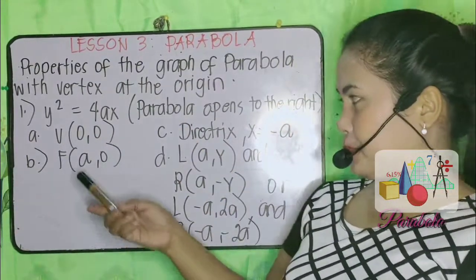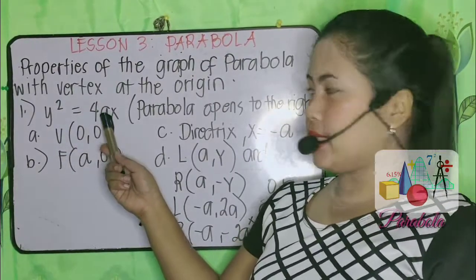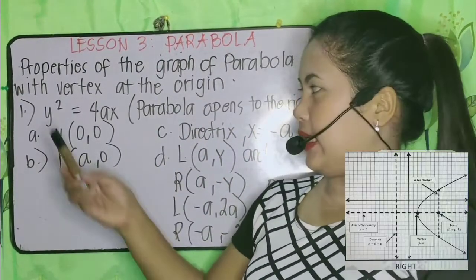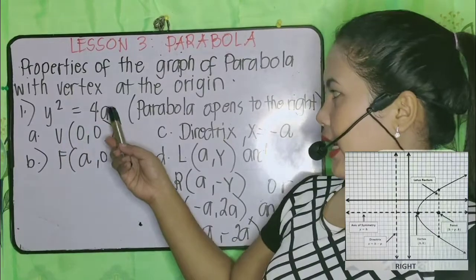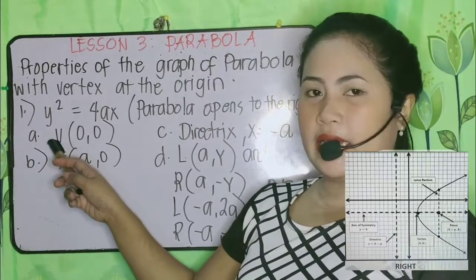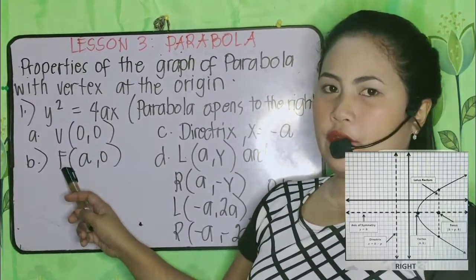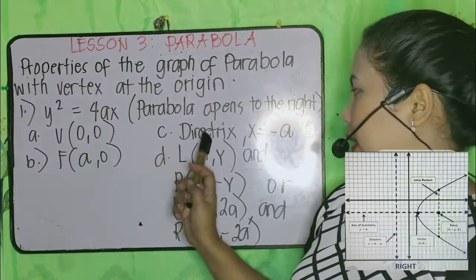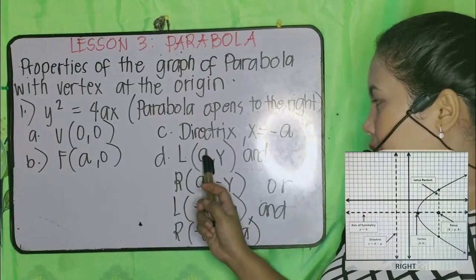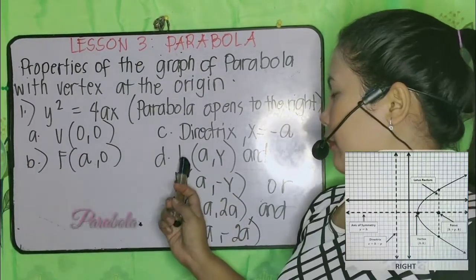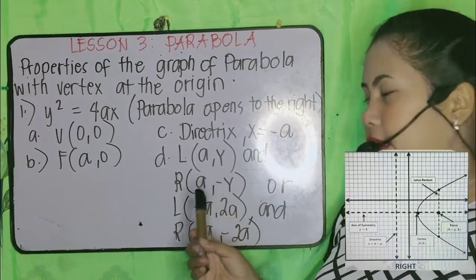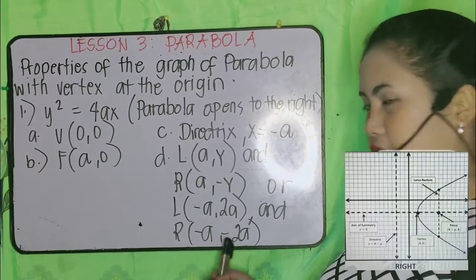First property: y squared equals 4ax, the parabola opens to the right. If the given equation is like this, y squared equals positive 4ax, the parabola always opens to the right. The vertex is (0, 0), the focus is (a, 0), the directrix is x equals negative a. For the latus rectum, the endpoints are (a, 2a) and (a, negative 2a).